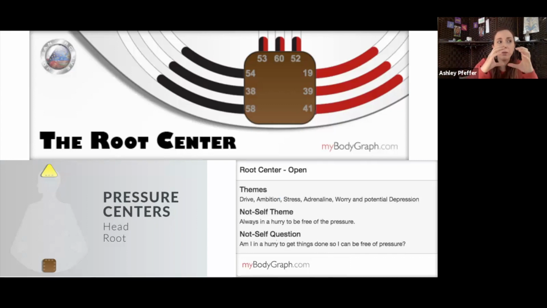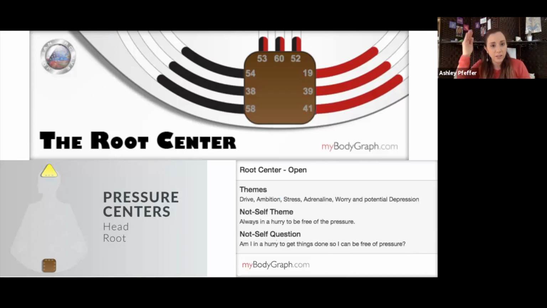So anybody who has an open root center, you'll also feel that pressure to finish that to-do list, get stuff off of your back, because you're feeling the pressure of the things you have to do, the pressure of that to-do list, of that project, of that other person. Their stress is going to pressure you to help solve their problem, because you're like, I can't feel your stress anymore. Let me just fix this for you, because you just want to get it off your back.